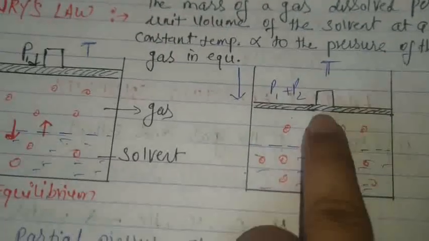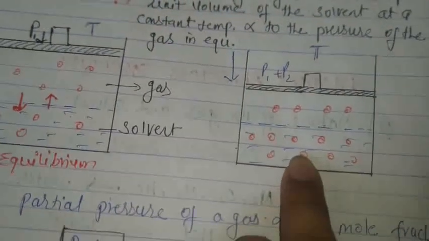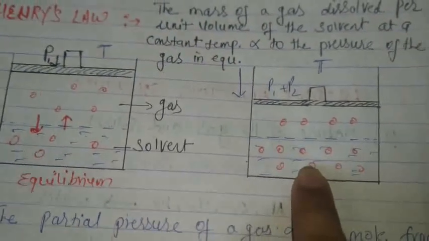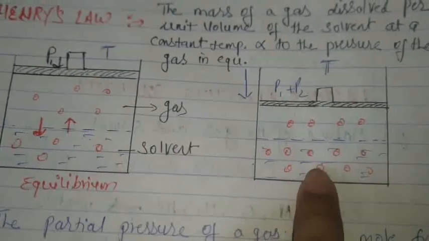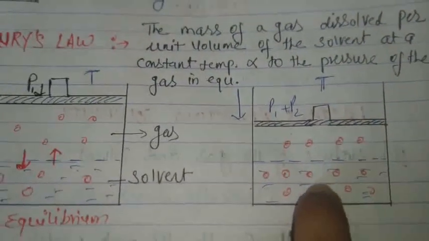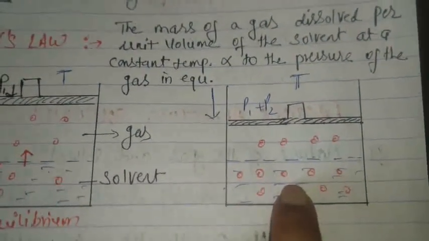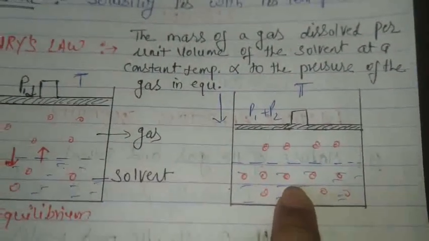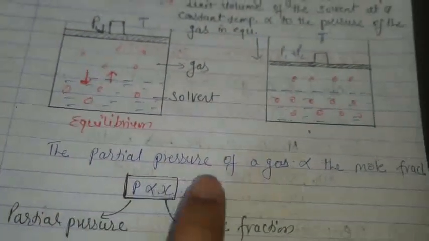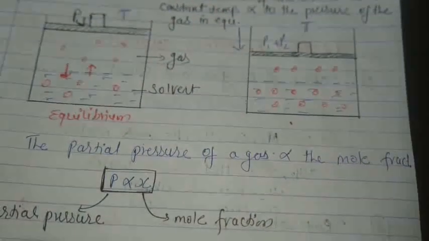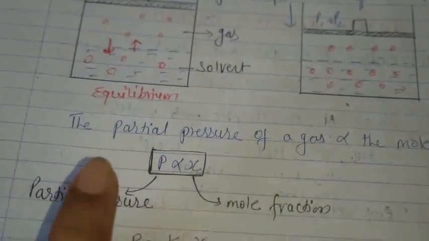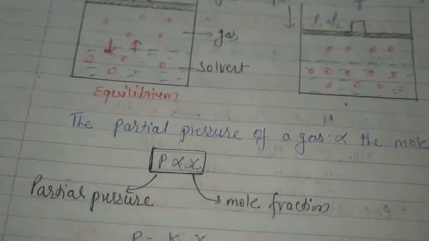So the number of molecules in the solution is more, meaning the maximum molecules of the gas dissolve in the solution. So simply the solubility increases with increase in pressure. This solubility can be expressed in terms of mole fraction or in terms of molarity. Here we will take mole fraction. So simply the partial pressure of a gas is directly proportional to the mole fraction of the gas. Partial pressure means the pressure of the pure gas, which is directly proportional to the mole fraction.